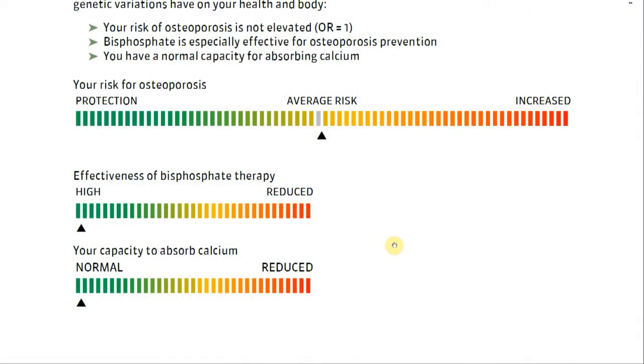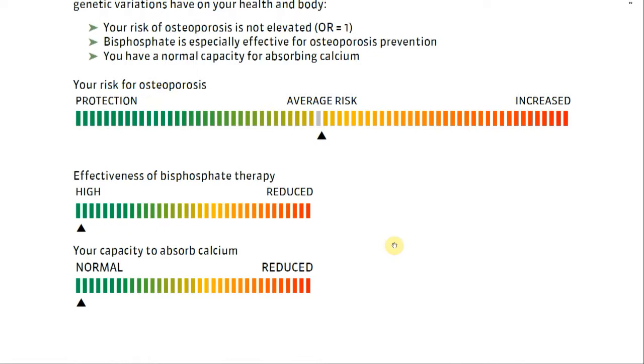Then another thing is when you go to your doctor and he sees that you have a reduced bone mineral density, there are a number of drugs, and one of them is bisphosphonate. Here you can see what the likely response of your body is. For some people, this drug responds quite well. For others, it responds less well.